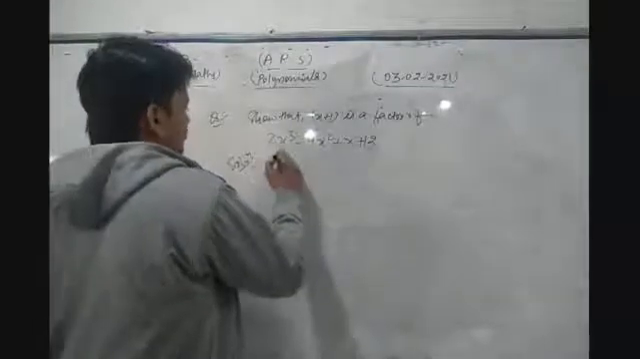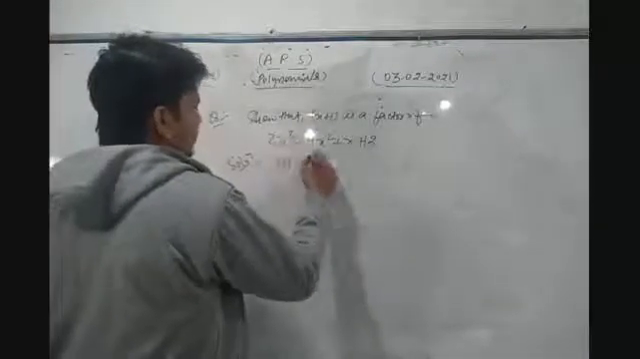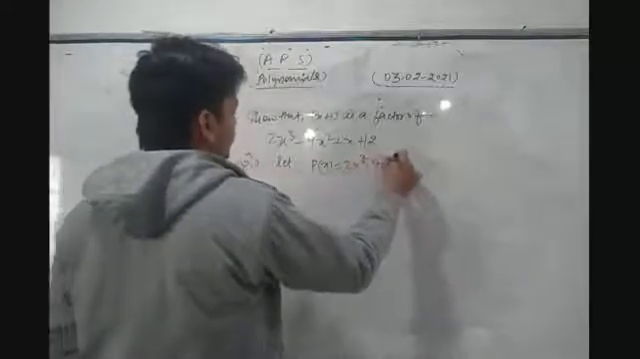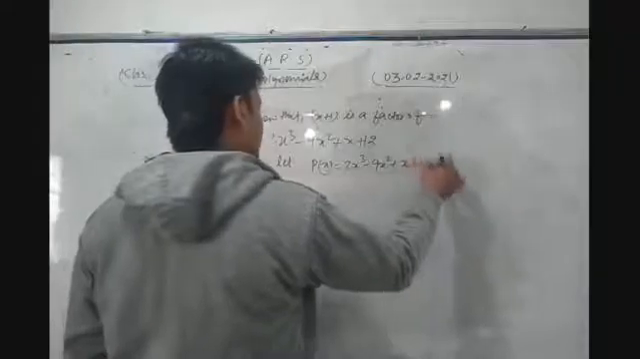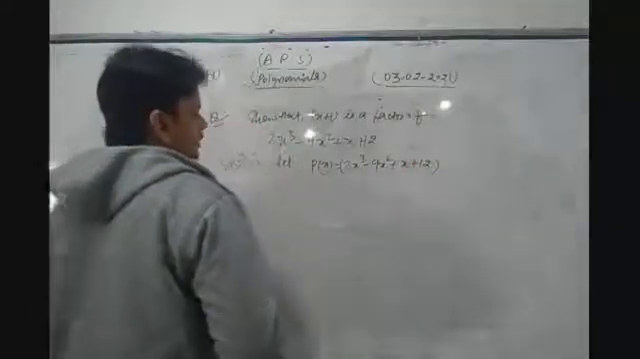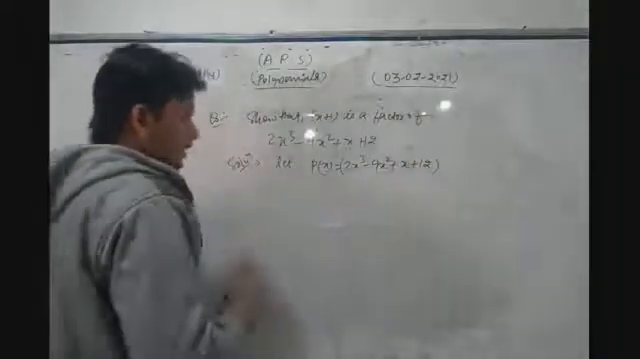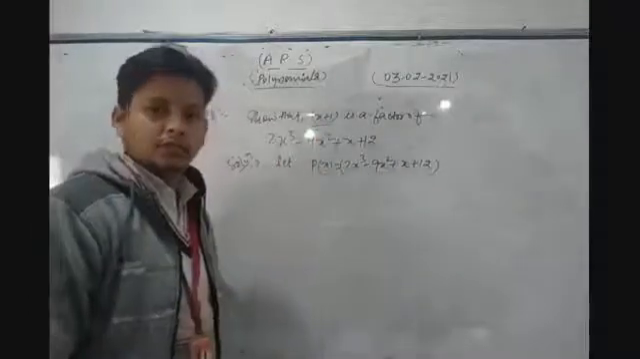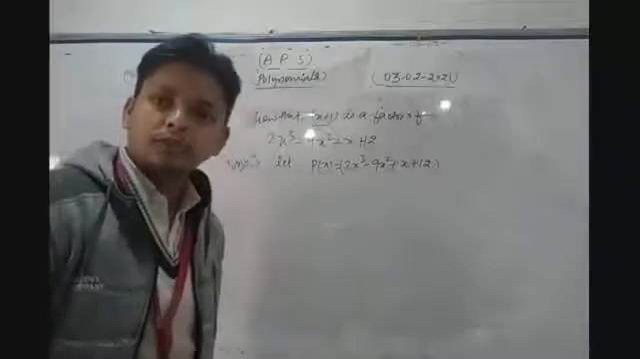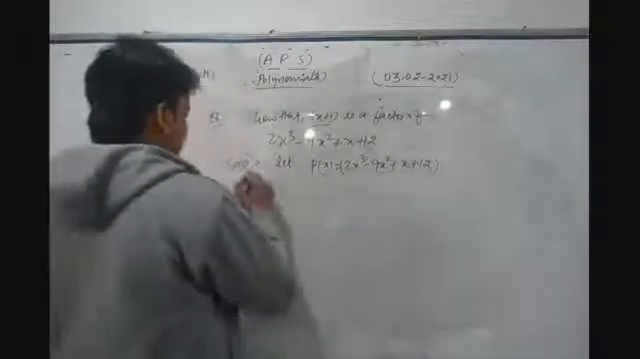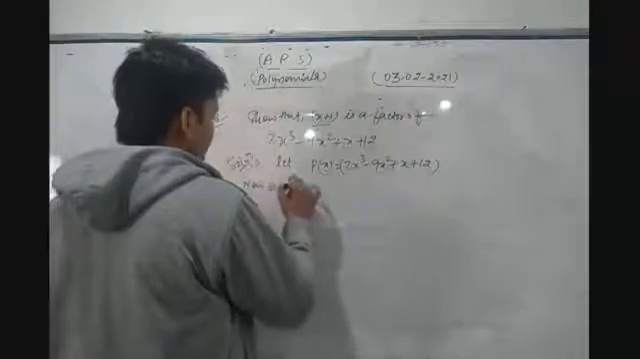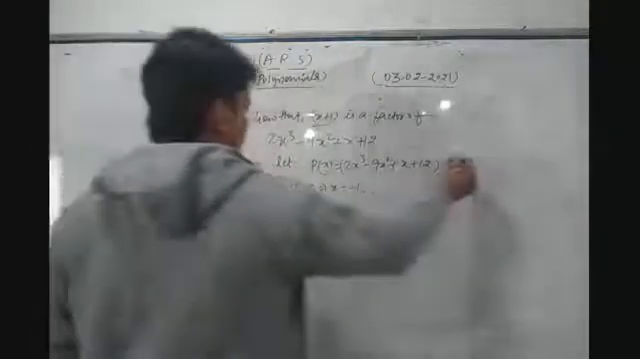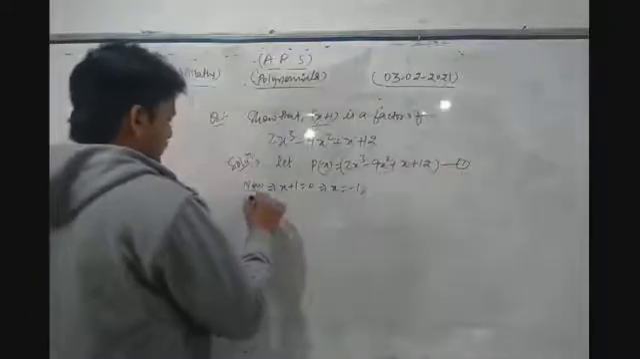First of all, let the given polynomial be p of x is equal to 2x cube minus 9x square plus x plus 12. Since x plus 1 is a factor of the given polynomial if and only if its remainder p must be equal to 0. First we take x plus 1 is equal to 0, that is x is equal to minus 1. We take this as equation number 1.